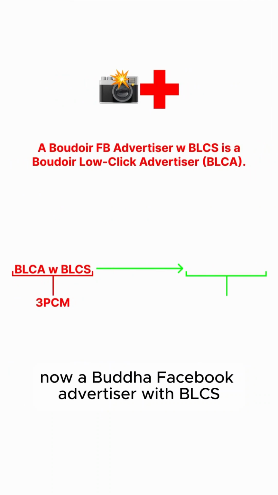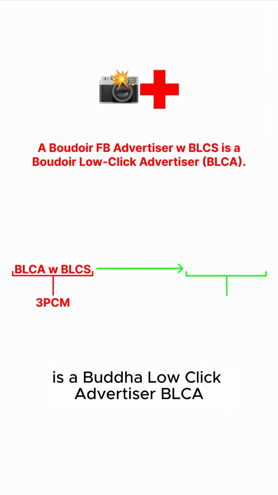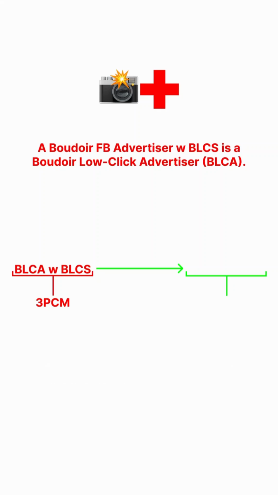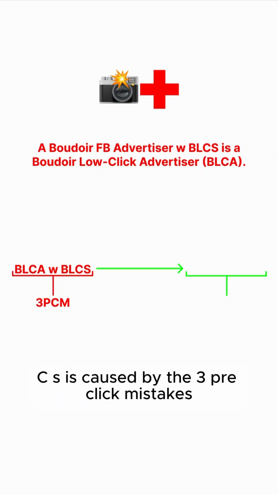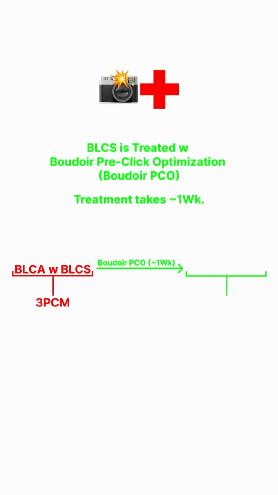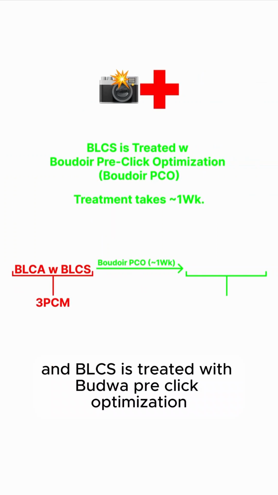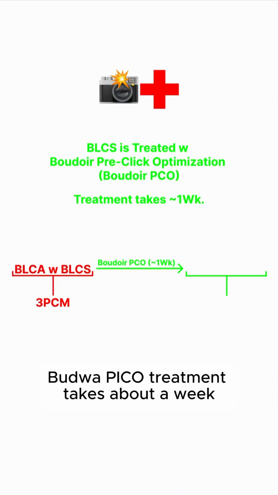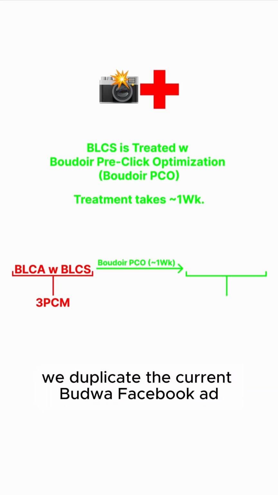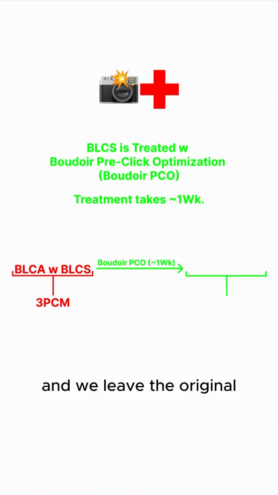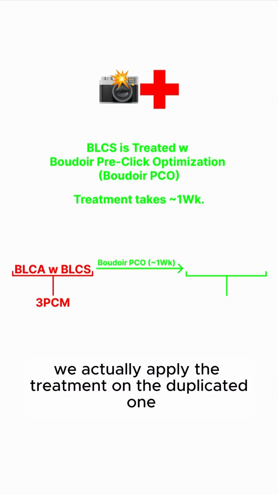Now, a Boudoir Facebook advertiser with BLCS is a Boudoir low-click advertiser, BLCA. So you can see we're setting up our universe here. A BLCA with BLCS is caused by the 3 pre-click mistakes. And BLCS is treated with Boudoir pre-click optimization, Boudoir Pico. Treatment takes about a week. We discovered this, we created this, you cannot get this anywhere else. The way the treatment works is we duplicate the current Boudoir Facebook ad, and we leave the original. And we apply the treatment on the duplicated one.